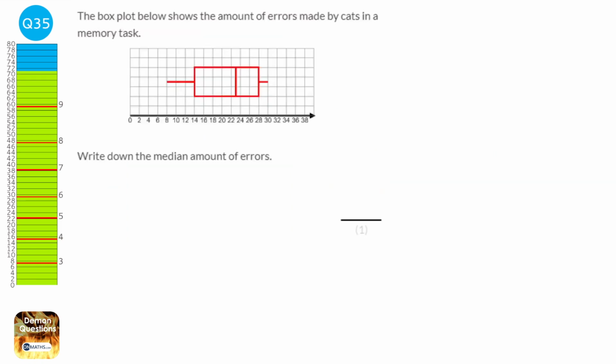The parts of a box plot are that the lowest value is on this side here. The lower quartile is this bit here. The median is this bit here. Upper quartile, and then the highest value. So the median is this part here, and we can see that is at 23. So the median is at 23.